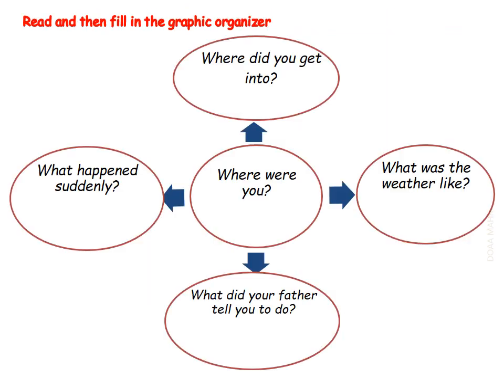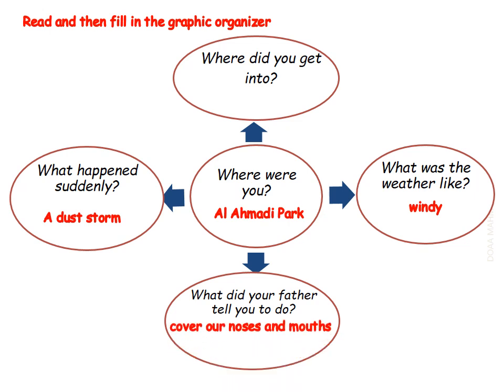Here we have an organizer. Where were you? At Al Ahmadi Park. What was the weather like? Windy. What happened suddenly? A dust storm happened suddenly. What did your father tell you to do? Cover our noses and mouths. Where did you get into? Our car.